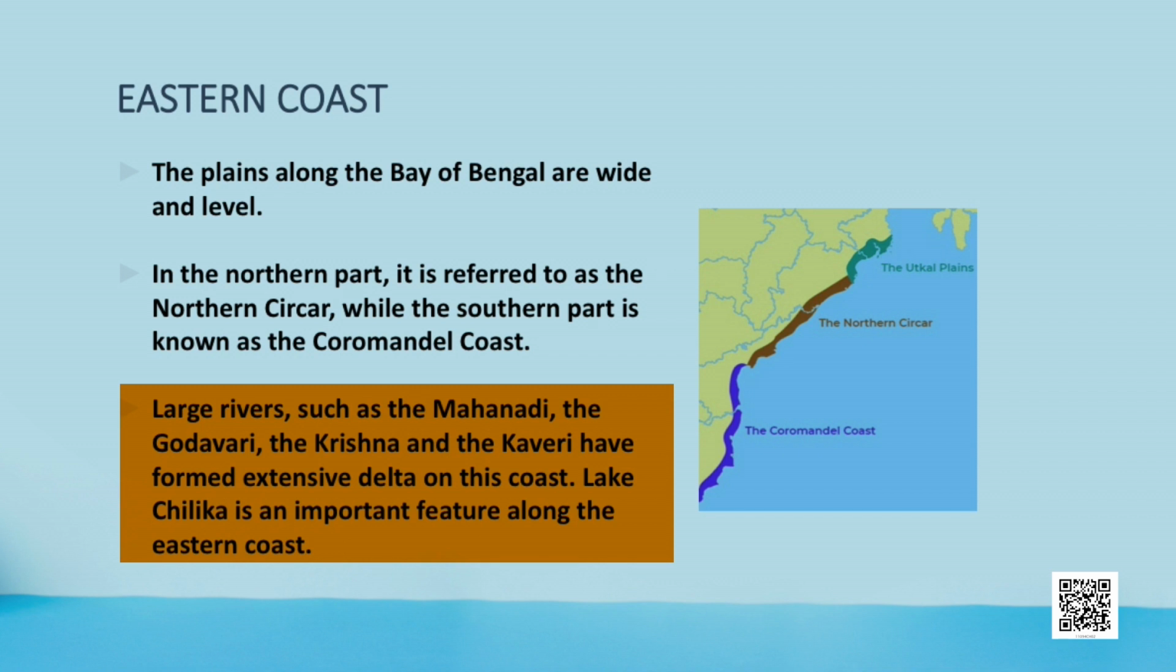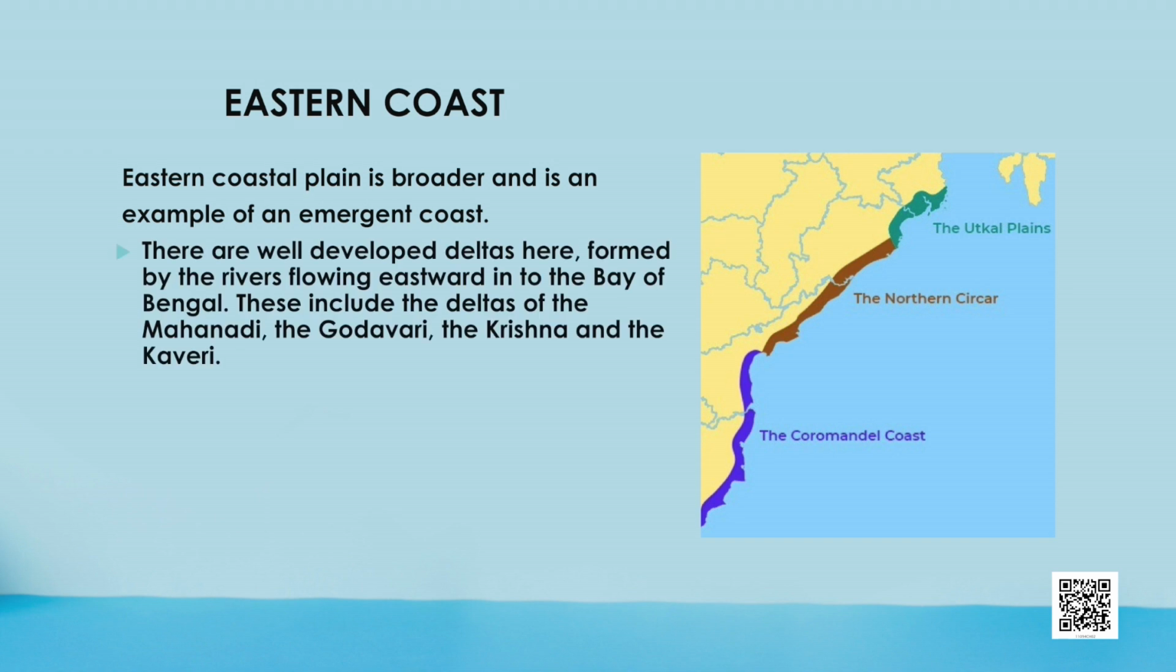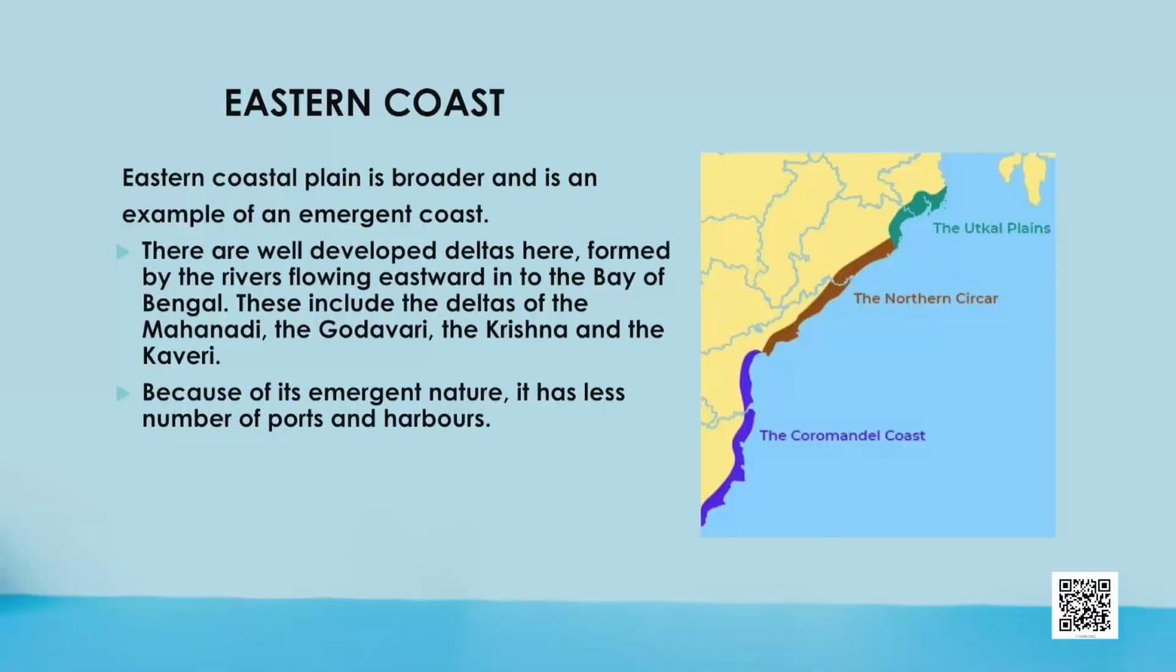Lake Chilika is an important feature along the eastern coast. The eastern coastal plain is broader, as an example of an emergent coast, if you remember. There are well-developed deltas here, formed by the rivers flowing eastward into the Bay of Bengal. So, I have given you the names, do not forget these rivers. Because of the emergent nature, it has a number of ports and harbours, but not as compared to the western coast. The ports and harbours are fewer here.